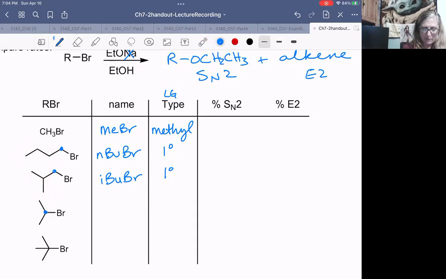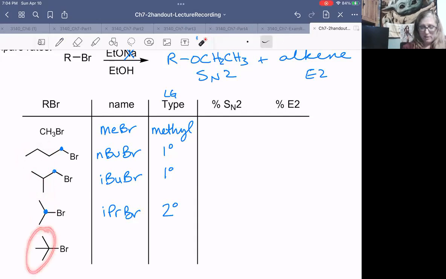Okay, this next one has another common name. Do you recognize this 3-carbon chain? When you have 3 carbons and you're attached at the middle carbon, this is called the isopropyl group. So this is isopropyl bromide. This is now an example of a secondary leaving group. And finally, what do we have here?